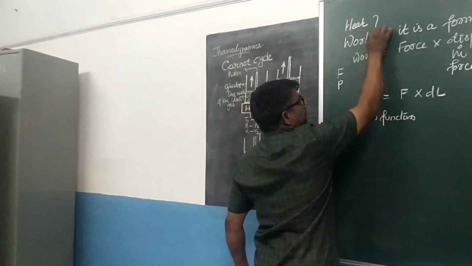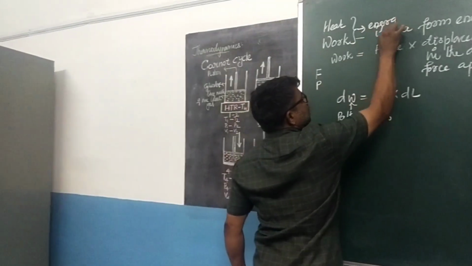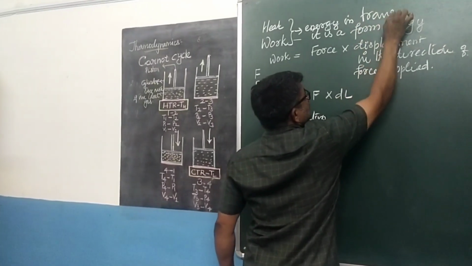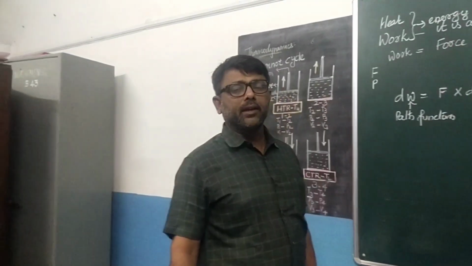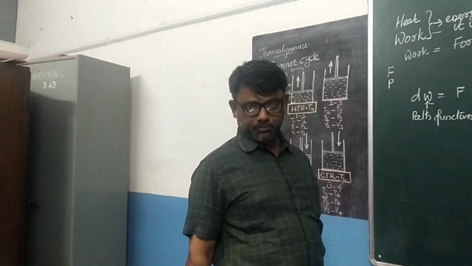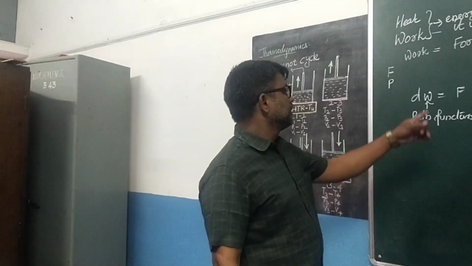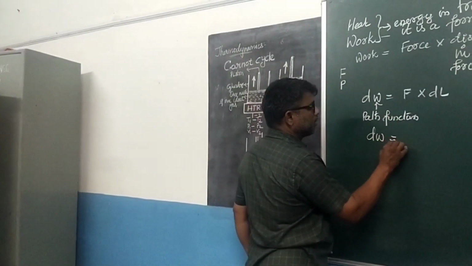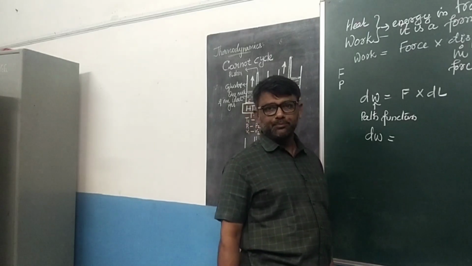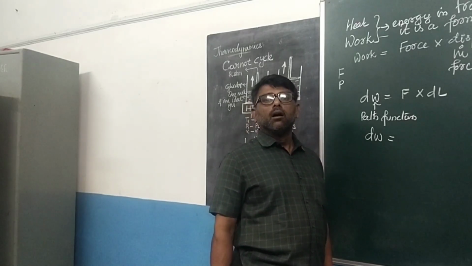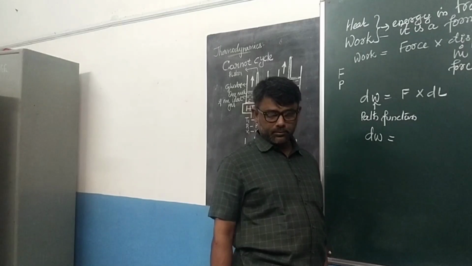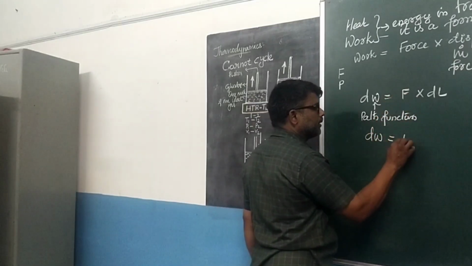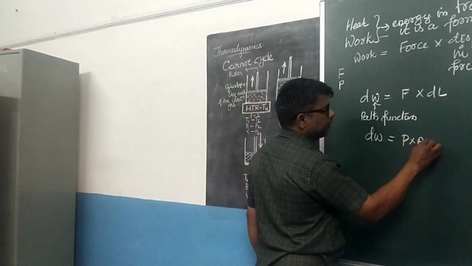Energy in transit. They cannot be stored permanently in the system. They are path functions. Hence, this is the right form. Again, dW is equal to force, which is nothing but pressure times the cross-sectional area, because pressure is equal to force per unit area. Hence, I am going to write pressure into cross-sectional area instead of force.